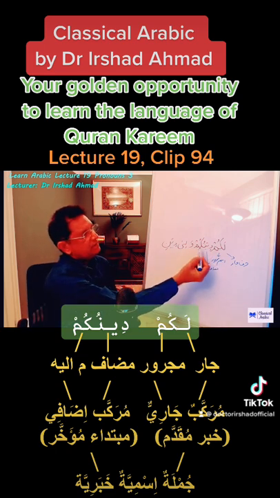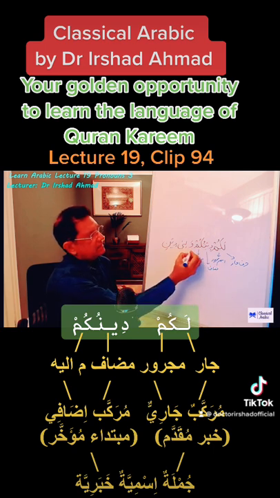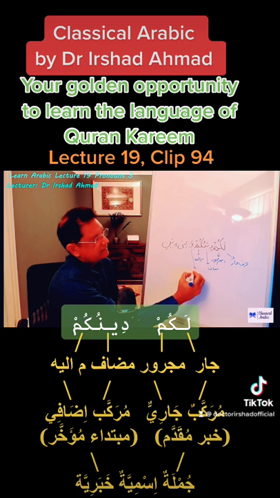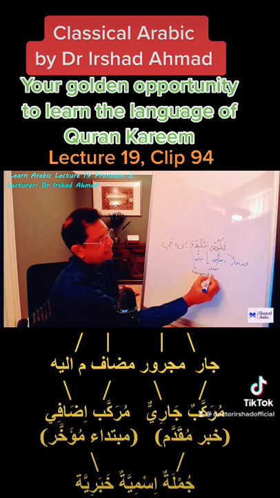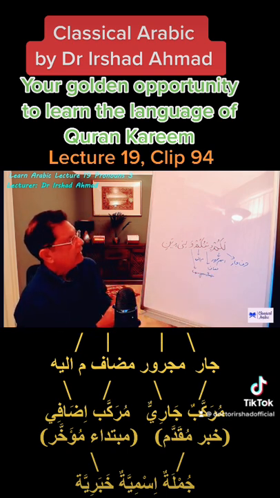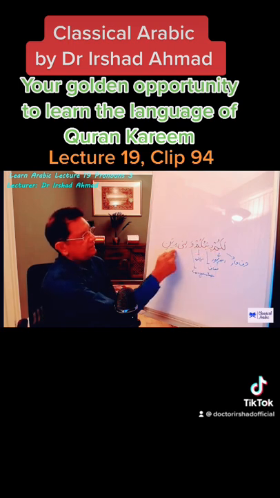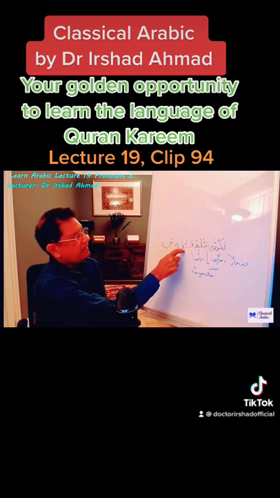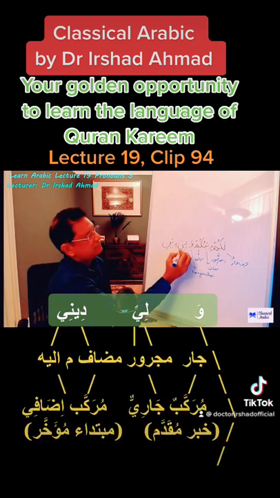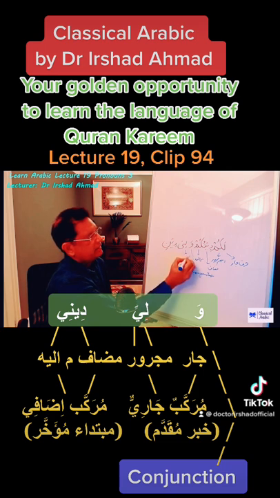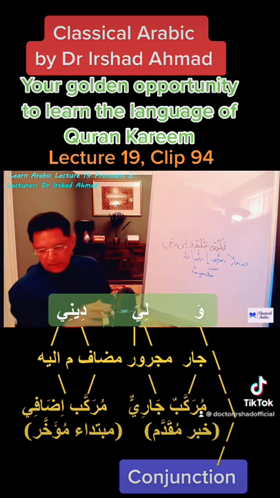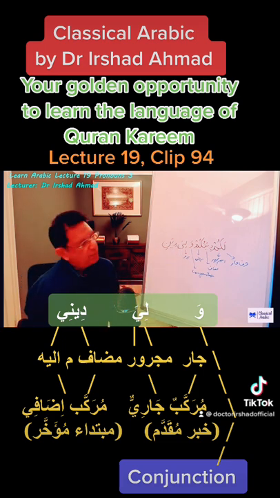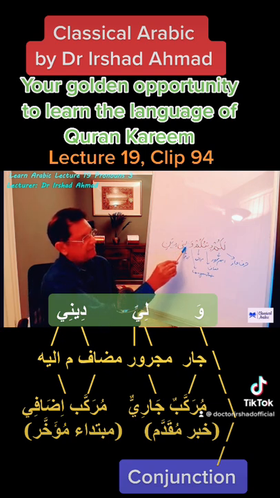So lakum dinukum, and this is our conjunction waw, connecting this with this. So here we have harf jar again, lam, harf jar, and then we have ya mutakallim, which is ism majroor here because of this harf jar.